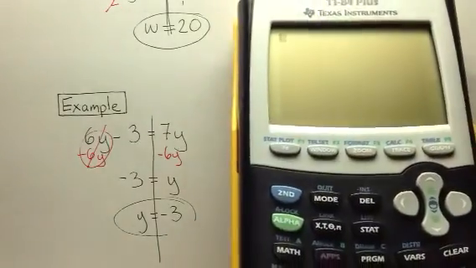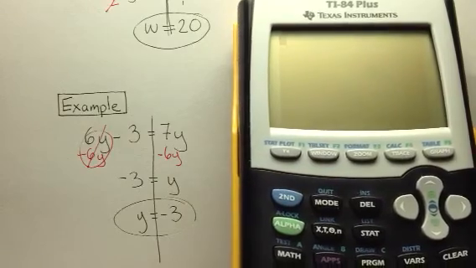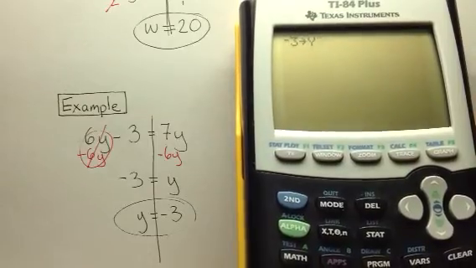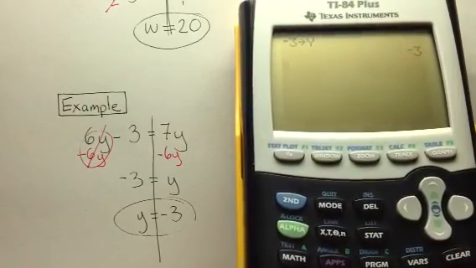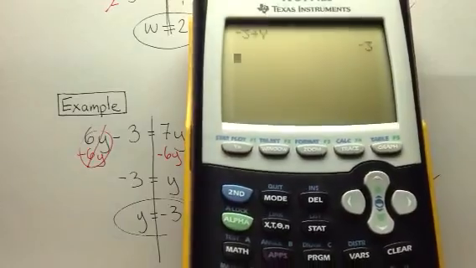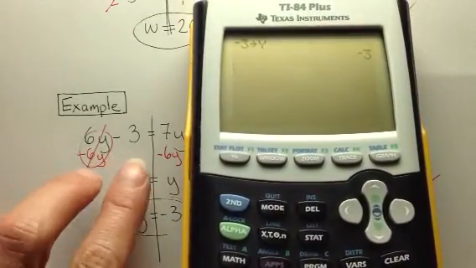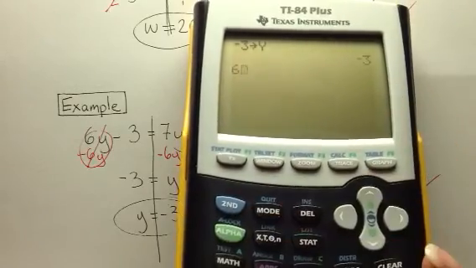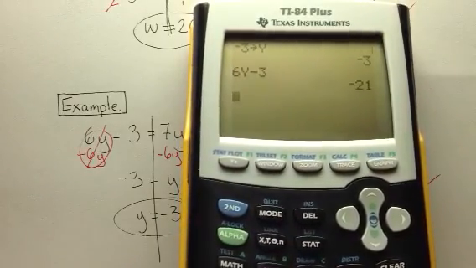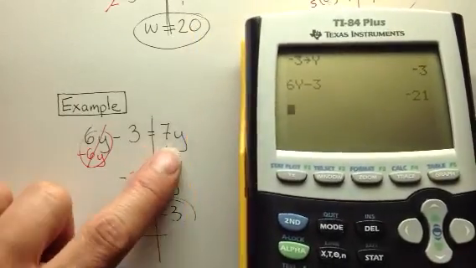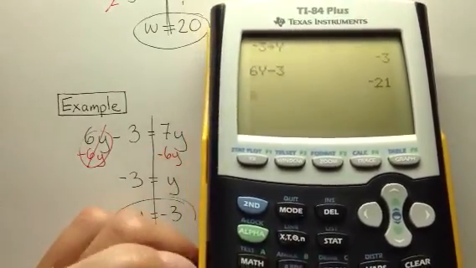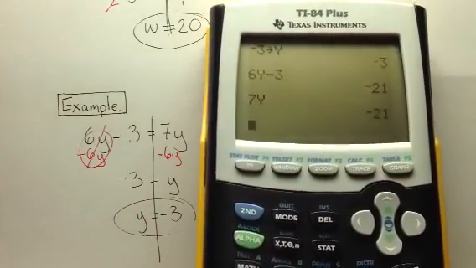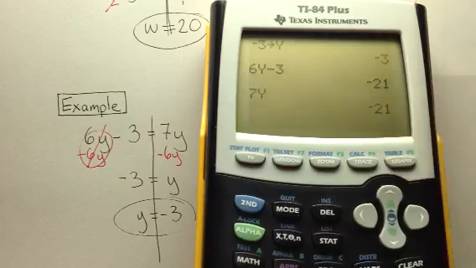So I'm going to tell the calculator that I want to make y negative 3. So I put the number first, store into y. Okay, negative 3 is now in there, and I'm going to go back to my original equation. I'm going to enter the left side, 6y minus 3. Enter, and then I want to make sure, I'm going to put in the right side, 7y, and make sure I get the same thing. Okay, both sides were equal to negative 21, so check.